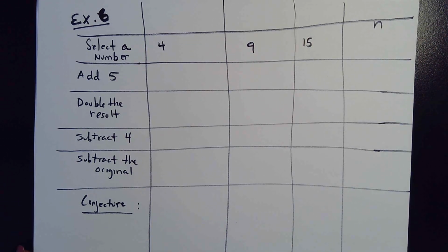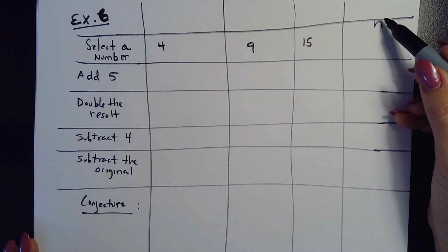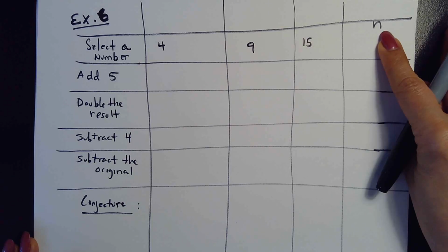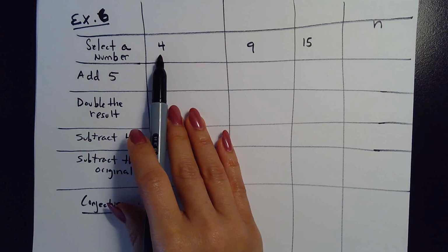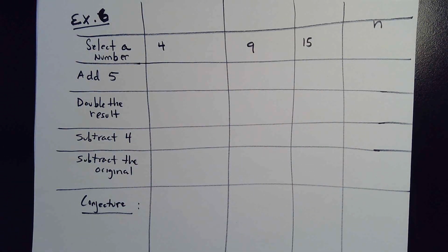So we need to come up with a conjecture. Whatever conjecture we come up with will be proven with the general case for any number n. N represents any number. We're going to start by selecting three numbers and applying the process, and then see how the original number changes when we apply the process. It doesn't have to be 4, it doesn't have to be 9 or 15. These were just randomly chosen. You can do this with any three numbers.